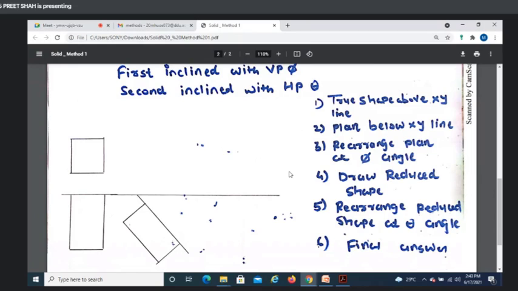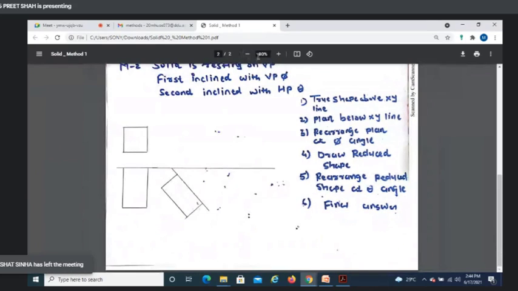So it is similar to the previous method, just the shapes will be changed. True shape above the XY line, plan below the XY line. Third step, rearrange your plan. Fourth, reduced shape. Then fifth, rearrange your reduced shape at theta angle, and then the final answer. Understand? Yes, sir. Okay, got it. Methods are clear. Yes, sir. Okay, is there any doubt?